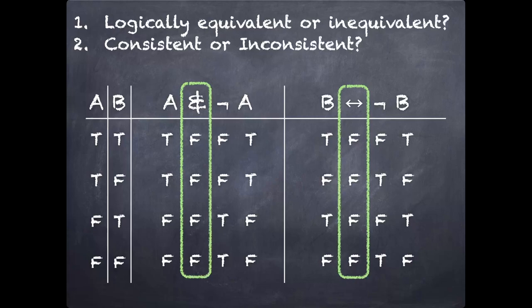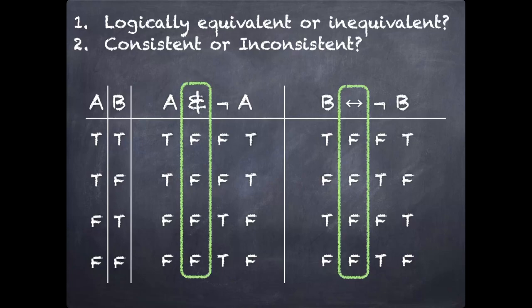They're false in every row, right? Because both of these expressions are contradictions. So we've shown that each expression is a contradiction. All contradictions are logically equivalent, so the two expressions are logically equivalent. So that's great. We also know that the two expressions are inconsistent.